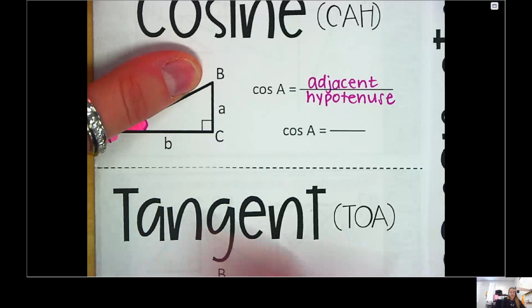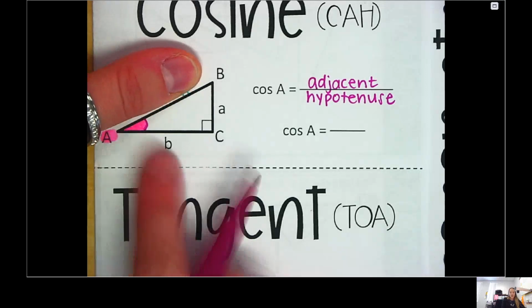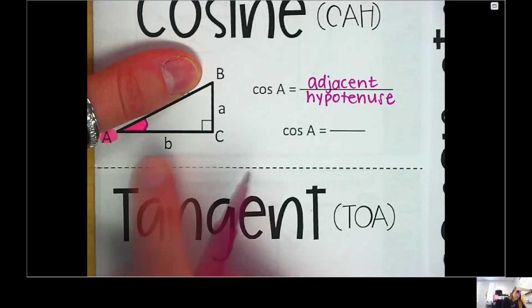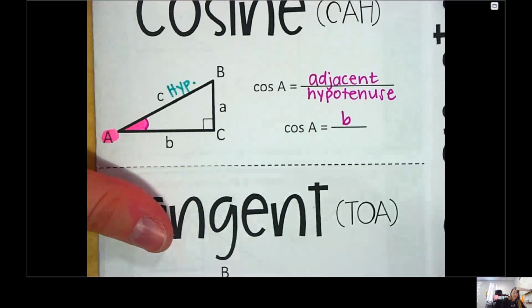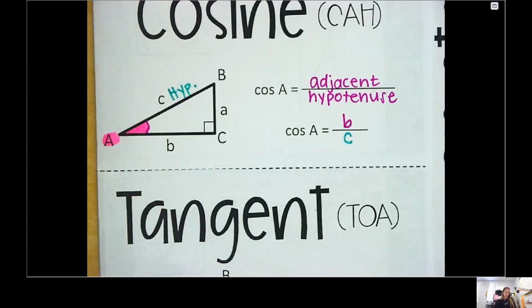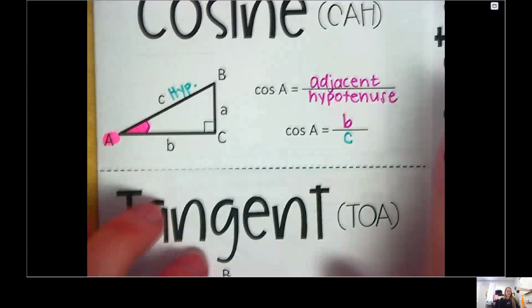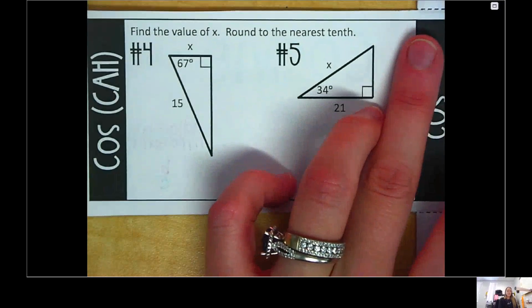So the only one that is next to angle A, or touching angle A, is this piece B right over here. And then I divide that by my hypotenuse, and my hypotenuse was C. So it's adjacent over hypotenuse. So let's try a couple examples of finding the sides using the cosine ratio.